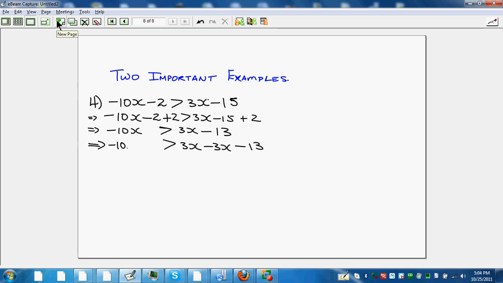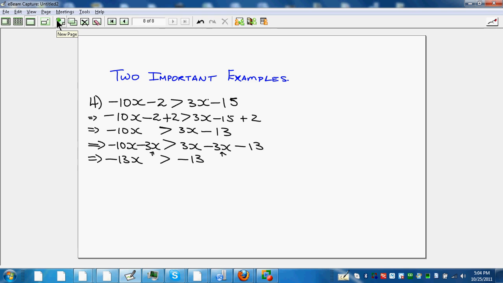So we'll do that now. Minus 10x, and we'll minus the 3x on the left-hand side as well. So what we did was minus 3x here and minus 3x here. The result is that you'll end up with minus 13x is greater than minus 13.